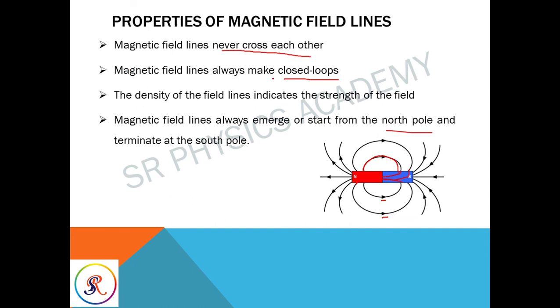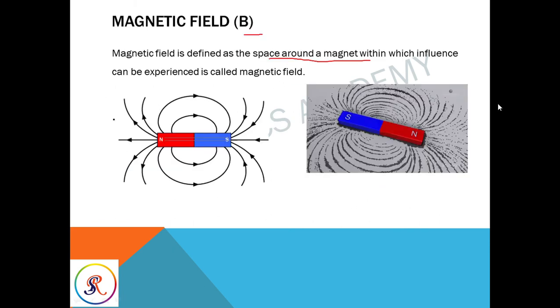Next, the density of the field lines indicates the strength of the field. What is the meaning of the strength of the field? If we get a larger number of magnetic field lines, that indicates the strength of the magnetic field. For example, here you have seen we are getting a huge number of lines. That means it is a stronger magnet.